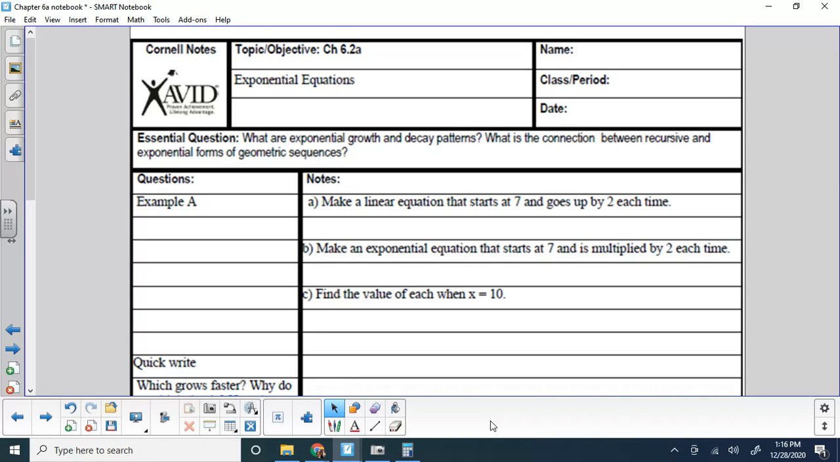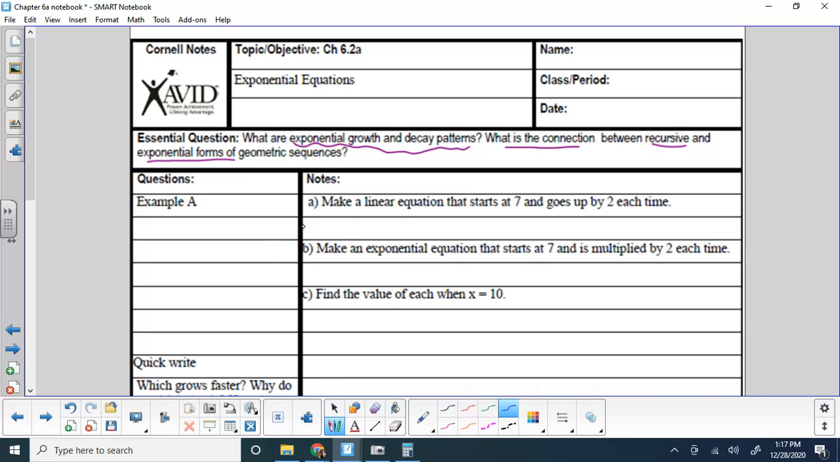So this unit focuses on exponential equations, which is going to be studying a different type of equation than we studied during semester 1. So today we're going to be learning and focusing on looking for exponential growth and decay patterns. We're going to look at the connection between our patterns and recursive and exponential forms of these different sequences. So in example A, we're actually going to explore the differences between a linear and an exponential equation.